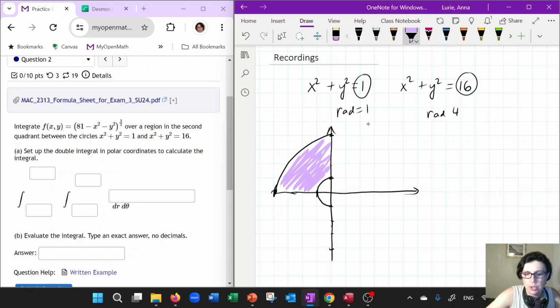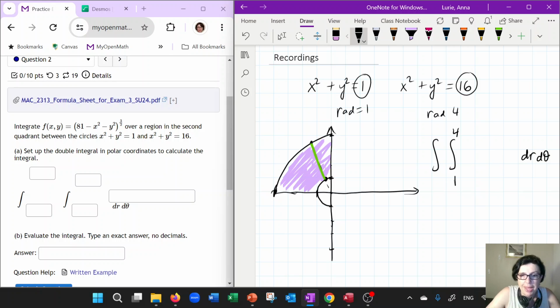So in terms of the limits of integration, how are we going to set them up? So usually we'll have dr inside, d theta outside. And think about fixing a theta. So if I fix a theta, which means that I fix the angle, how does the distance to the origin change? So from here to here, right? So this would be this right here. So the r limits are going to be from 1 to 4.